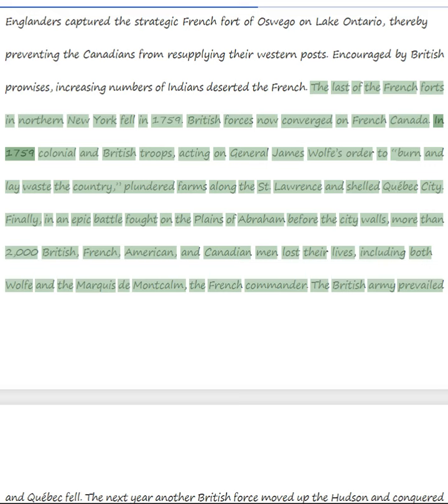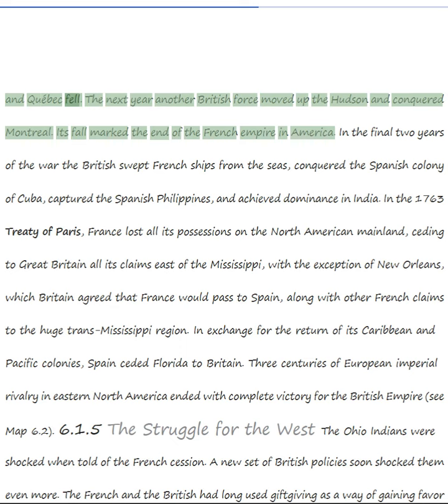In 1759, colonial and British troops, acting on General James Wolfe's order to burn and lay waste the country, plundered farms along the St. Lawrence and shelled Quebec City. Finally, in an epic battle fought on the Plains of Abraham before the city walls, more than 2,000 British, French, American, and Canadian men lost their lives, including both Wolfe and the Marquis de Montcalm, the French commander. The British army prevailed, and Quebec fell. The next year another British force moved up the Hudson and conquered Montreal. Its fall marked the end of the French Empire in America.